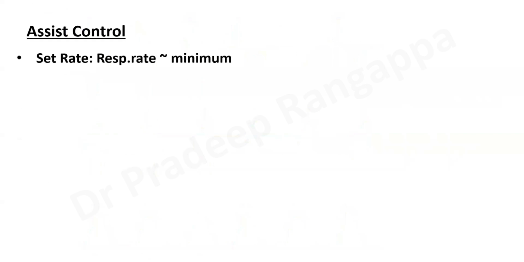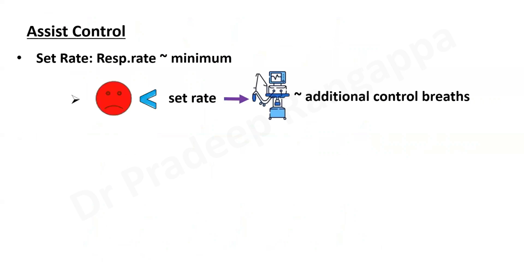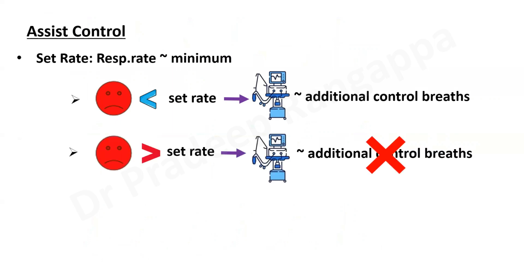In assist control, whatever you keep as the set rate is the minimum, and this is very important. If the patient is breathing less than the rate you have set, then the ventilator provides additional control breaths with the same tidal volume and the same IE ratio that you would have set. But if the patient is breathing above the set rate, then the ventilator does not give any additional control breaths. This is something you need to know. At the set rate, all the control breaths are provided by the ventilator.